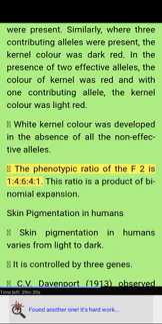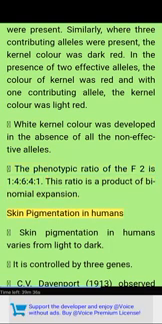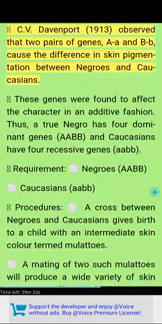The phenotypic ratio of the F2 is 1, 4, 6, 4, 1. This ratio is a product of binomial expansion. Skin pigmentation in humans. Skin pigmentation in humans varies from light to dark. It is controlled by three genes.